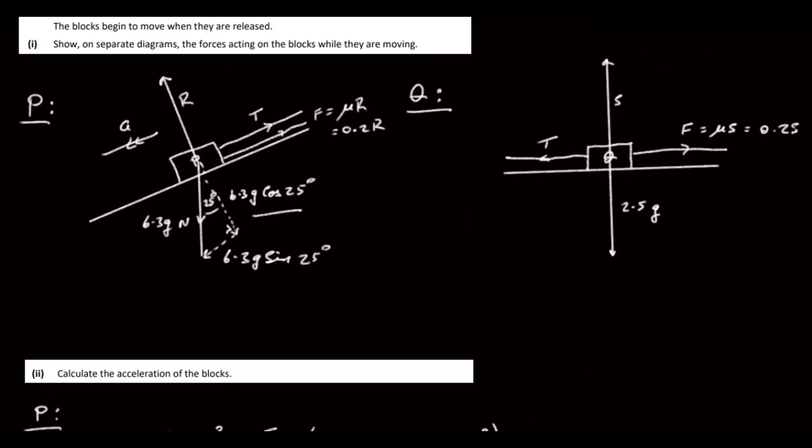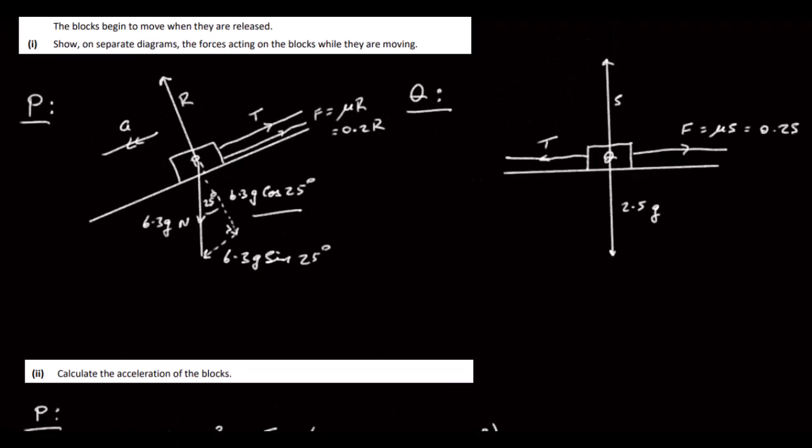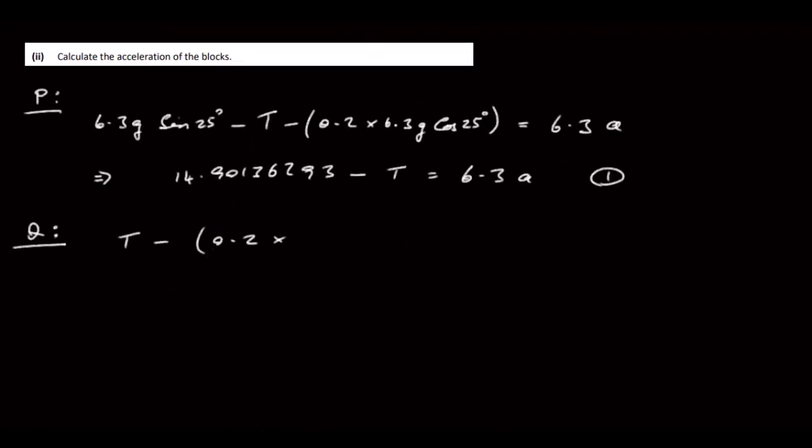So we're going to put T first, and then we're going to subtract the friction. So that's 0.2 times the normal reaction here, S, which is going to be the same as 2.5 G, because again the block isn't moving perpendicular to the surface. So it's 0.2 times 2.5 G. That's equal to mass times acceleration, so that's 2.5 times the acceleration. So simplify that, you get T minus 4.9 is equal to 2.5a.